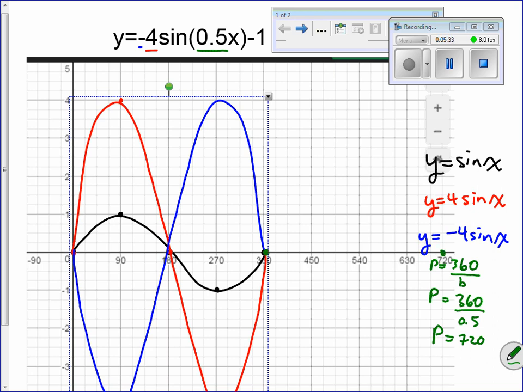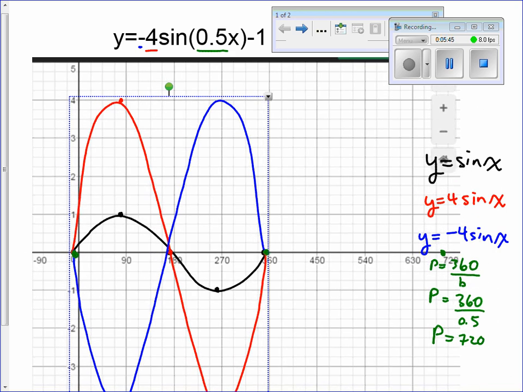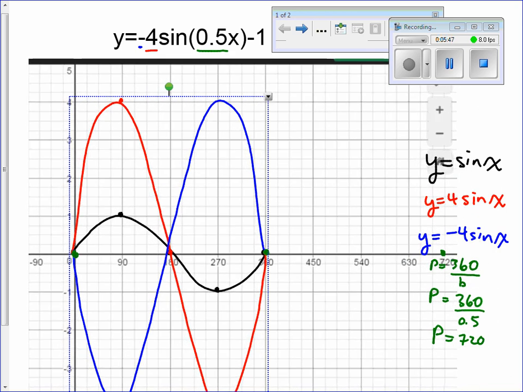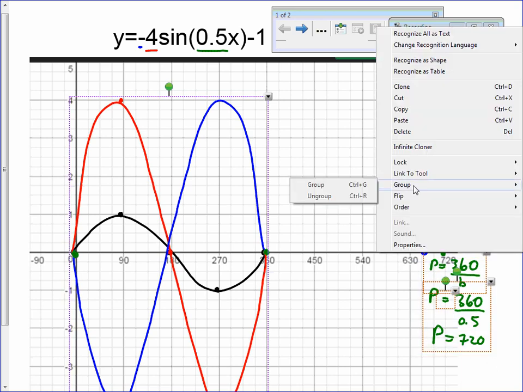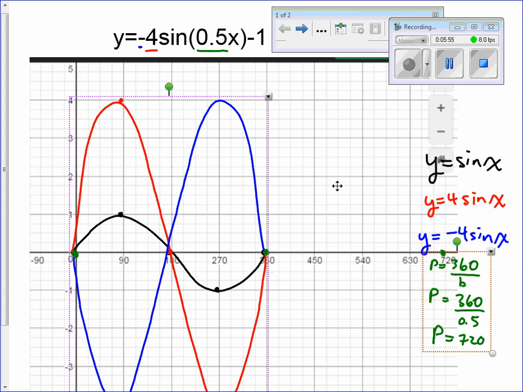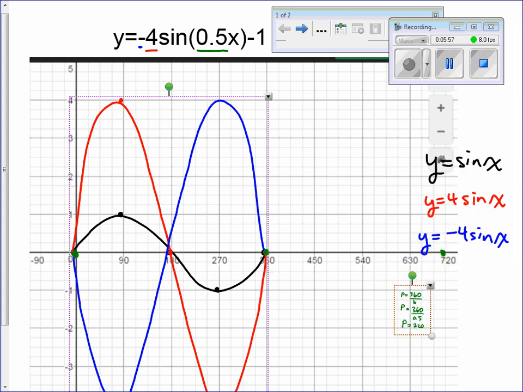Our next point is going to be at 0. Now, we should also make sure that we basically group this, because we're going to use it later. I'm just going to shrink this and put it off to the side here. And we'll take a look at where that goes later.